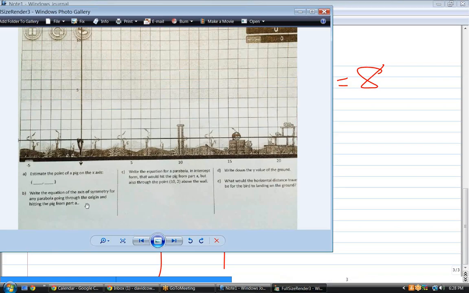Write the equation for a parabola in intercept form that would hit the pig from part A, but also go through the point (10, 2) above the wall. That's right there.